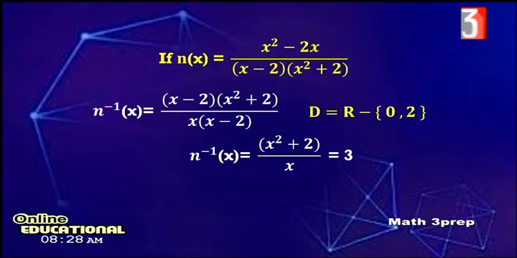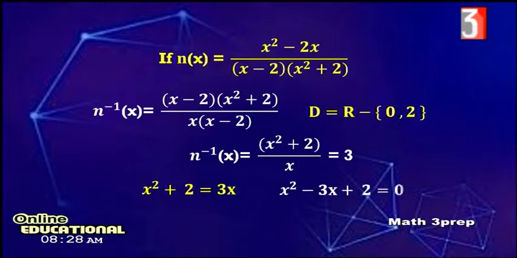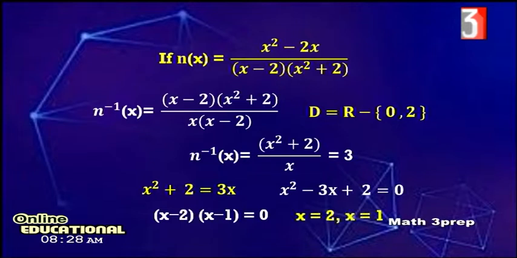If its value equals 3, equalize it to 3 and make cross multiplication. Then x squared plus 2 equals 3x. Putting all the parts of the equation on one side equals 0, x squared minus 3x plus 2 equals 0. Then by making factorization, it is (x minus 2)(x minus 1) equals 0. We can say that x minus 2 equals 0, so x equals 2. x minus 1 equals 0, so x equals 1. In this case, the values of x are 2 and 1. Let us have another example.